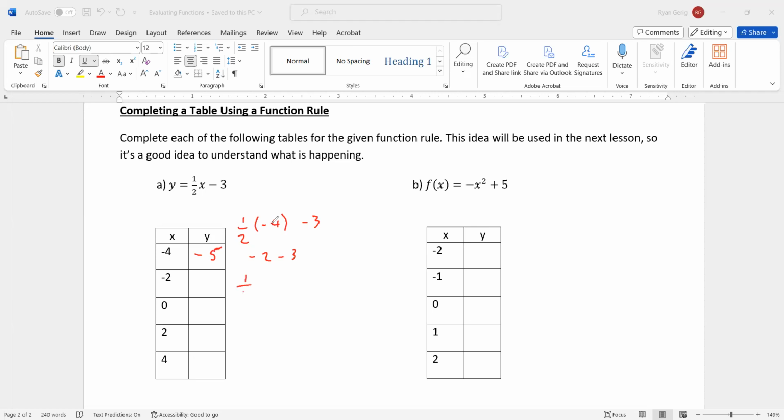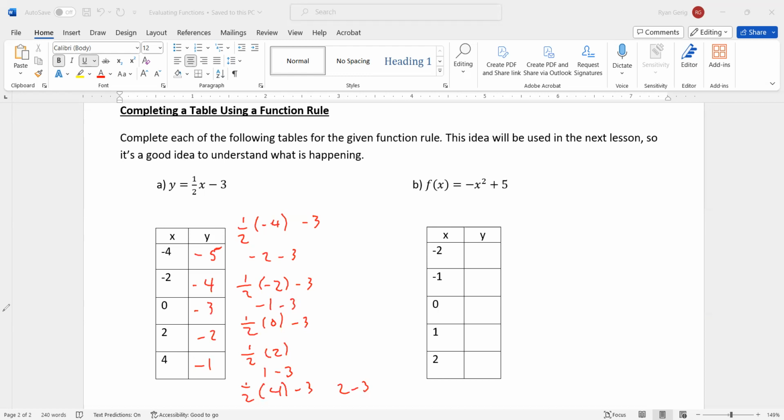I do the same thing with -2. Half of -2 is -1, minus 3 is -4. Half of 0 is 0, minus 3 is -3. Half of 2 is 1. 1 minus 3 is -2. You might know the pattern. Half of 4 is 2. 2 minus 3 is -1. So you're doing an evaluation of functions 5 times to fill in this table.